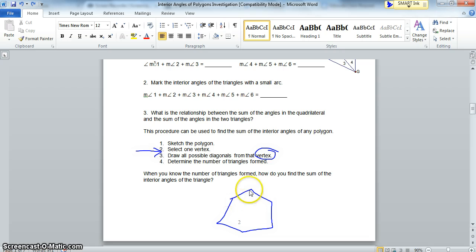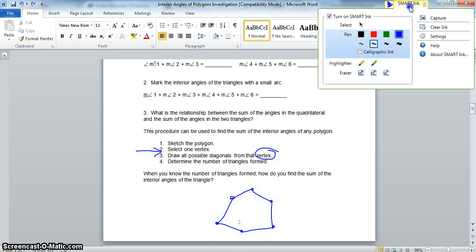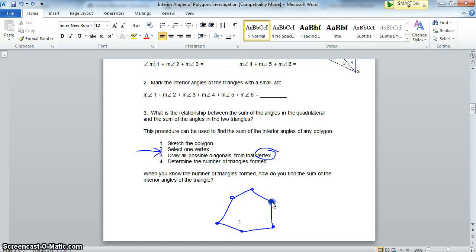So if we choose a vertex, there's 6 points here, right? This one, this one, this one, this one, this one, or this one. Choose one. And it doesn't matter which one we choose. Maybe I'm going to choose this guy. Okay? From that vertex, draw as many diagonals as you can. So diagonals are just segments that connect non-adjacent points. From the vertex that we chose, in a hexagon, I can only draw 3 diagonals. But notice now, once I drew those diagonals in here, we have 1, 2, 3, 4 triangles.